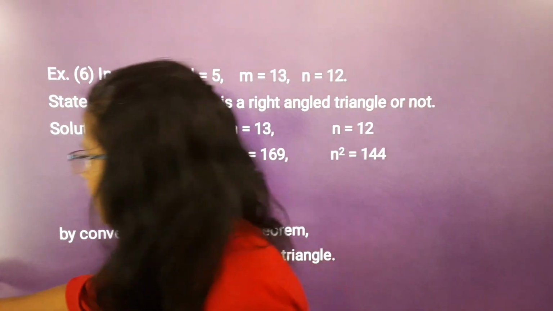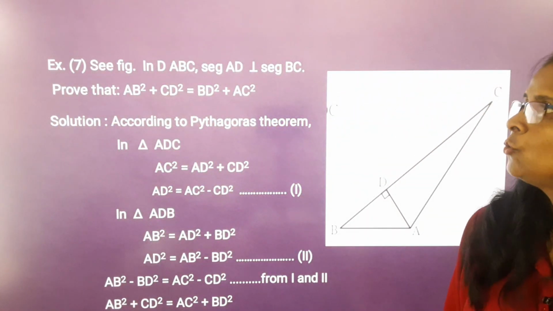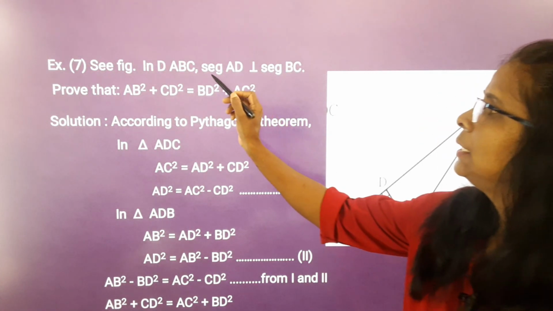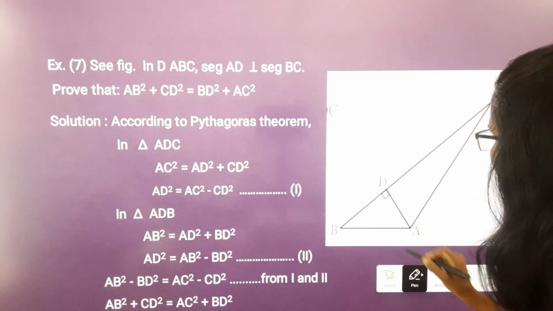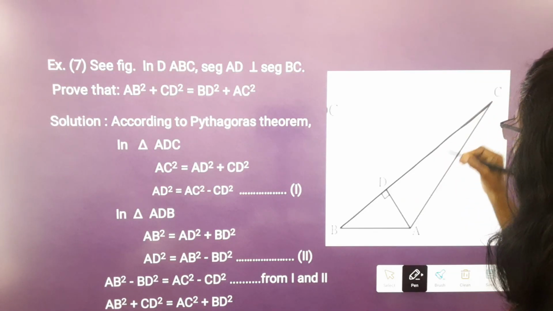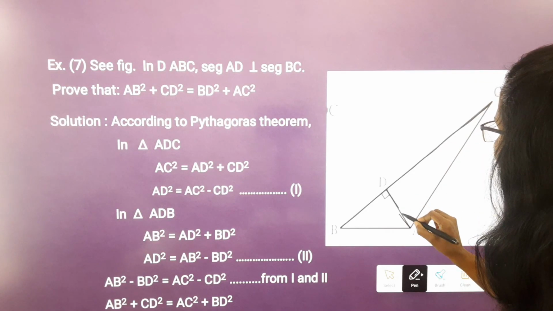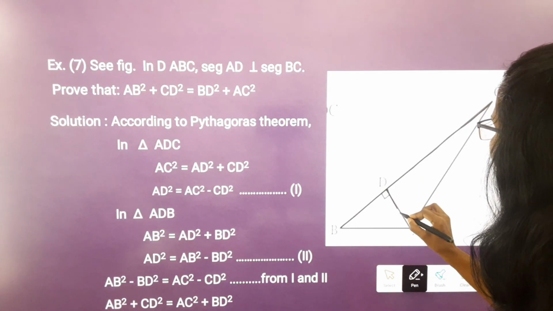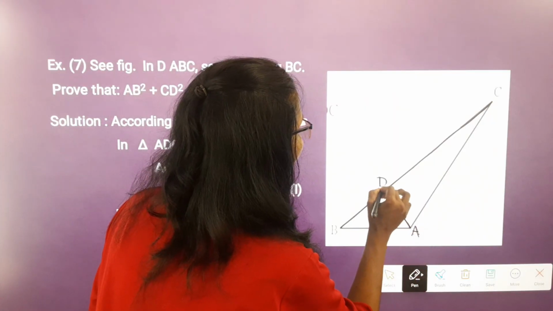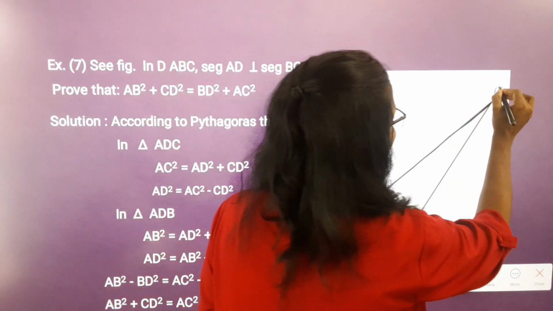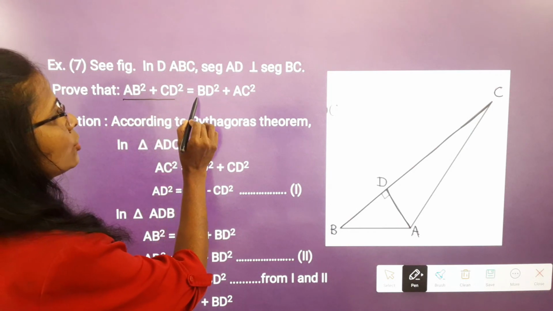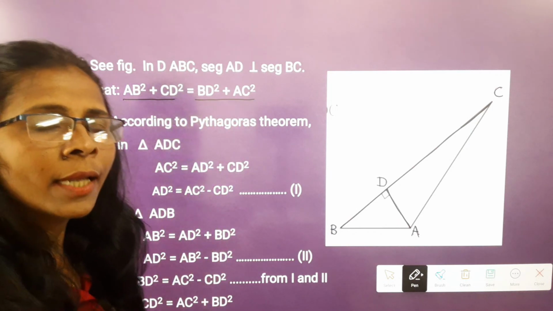So now let us see the next example, student. Here see in triangle ABC, segment AD is perpendicular to segment BC. This is the segment AD, and it is perpendicular to BC. Now we have to prove that AB square plus CD square is equal to BD square plus AC square.